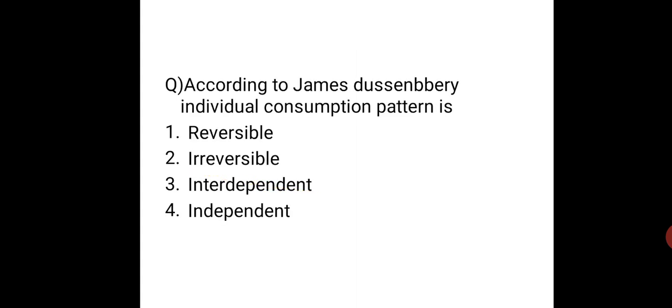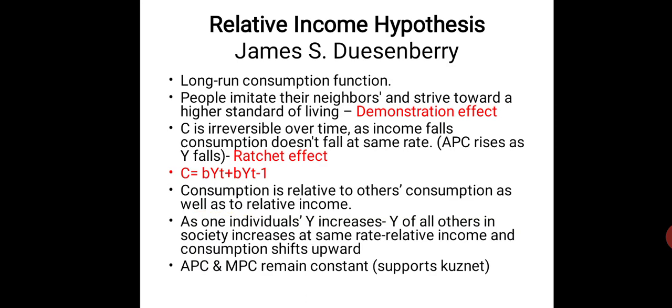According to James Duesenberry, individual consumption pattern is reversible, irreversible, interdependent, independent. Okay, so you know that relative income hypothesis has been propounded by James S. Duesenberry. So it is relative income hypothesis that they are talking about. Like Kuznets, he is also talking about a long run consumption function. And we know that there are two effects, demonstration effect and ratchet effect.